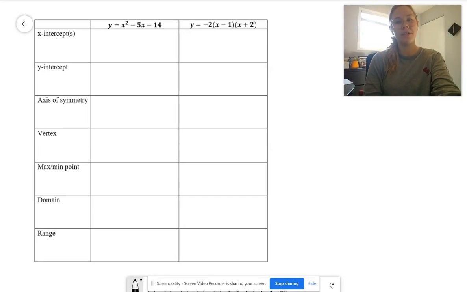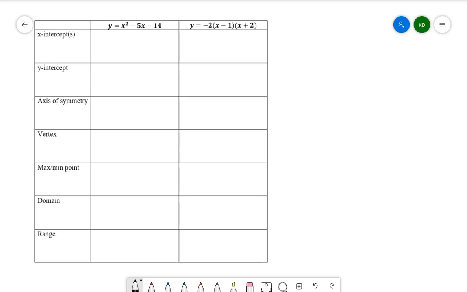Hey everyone, this video is going to show you how to algebraically determine the y-intercepts, the x-intercepts, the domain, the range, the axis of symmetry, the vertex, and the maximum and minimum points of a quadratic function. The first one we're going to start with is y equals x squared minus 5x minus 14.